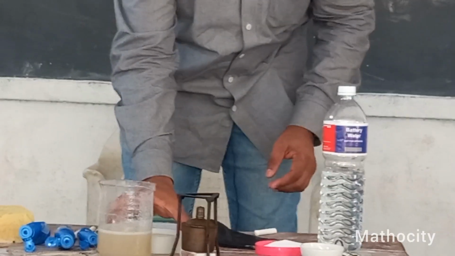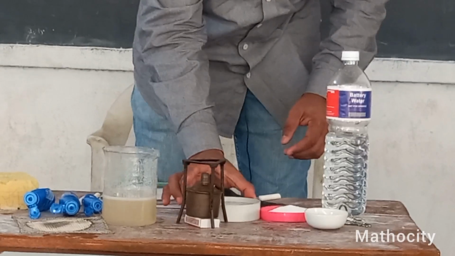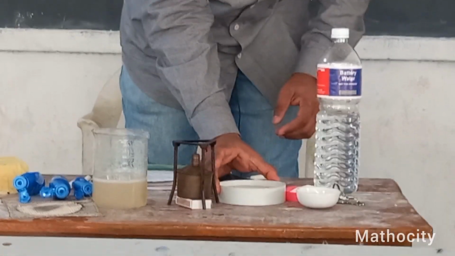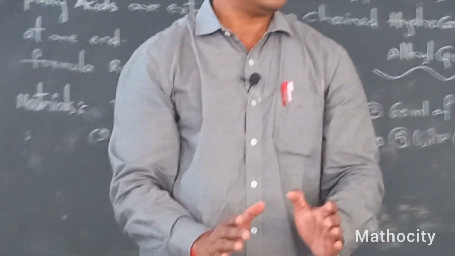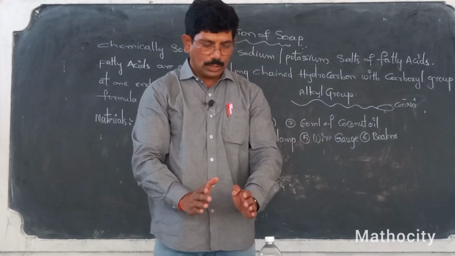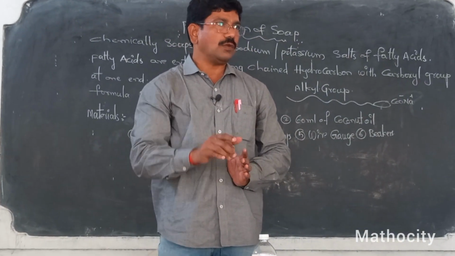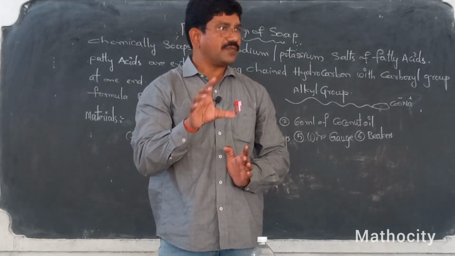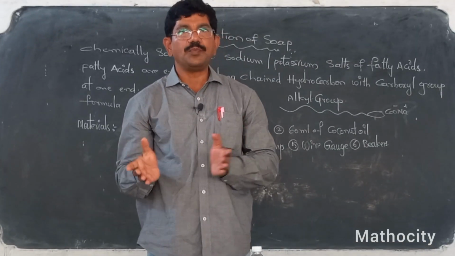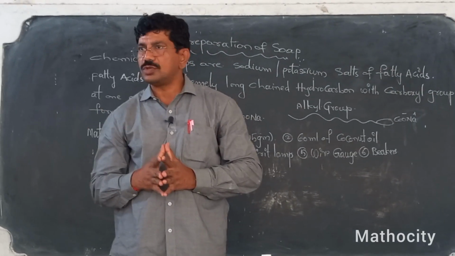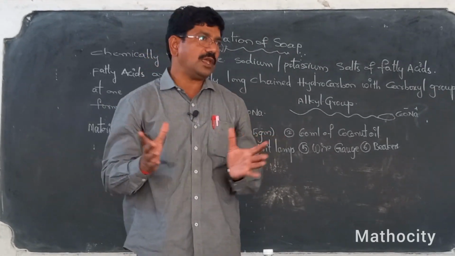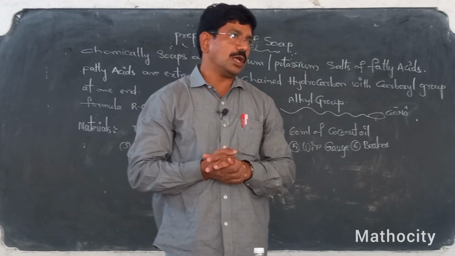So this is your soap. We have to wait for at least 1 hour to settle down. You will get a circular shape of soap. Are you clear? If you pour into different molds, you will get different shapes of soaps. So this is the way to prepare soap in the laboratory.